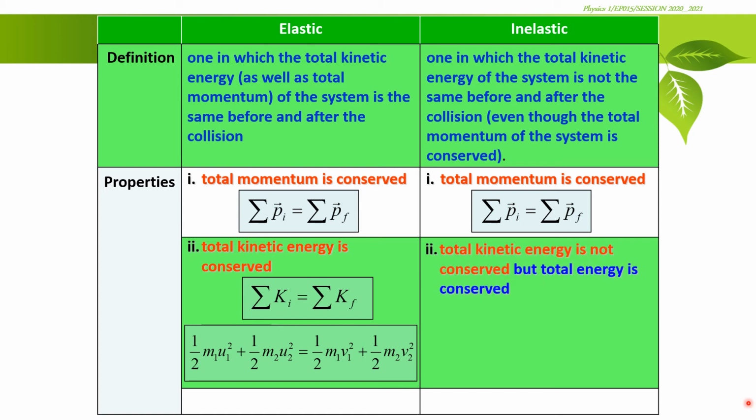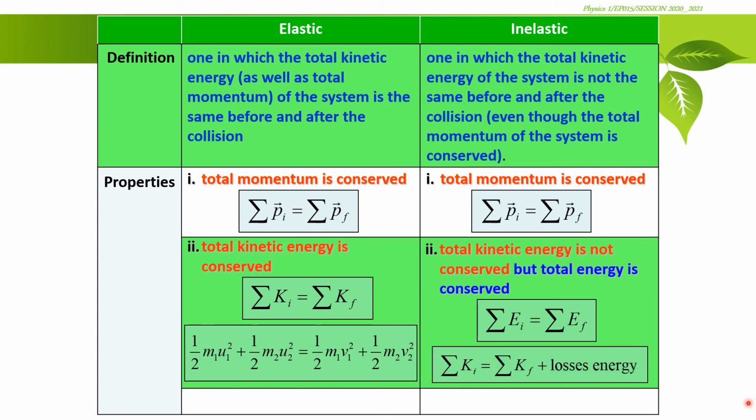For inelastic collision, the total kinetic energy is not conserved but total energy is conserved. So, the total of initial energy is equal to the total of final energy, while the total of initial kinetic energy is equal to the total of final kinetic energy plus the energy loss. The third property we can differentiate is the coefficient of restitution. For elastic collision, the coefficient of restitution is equal to 1, while for inelastic collision, the coefficient of restitution is equal to 0 or less than 1.